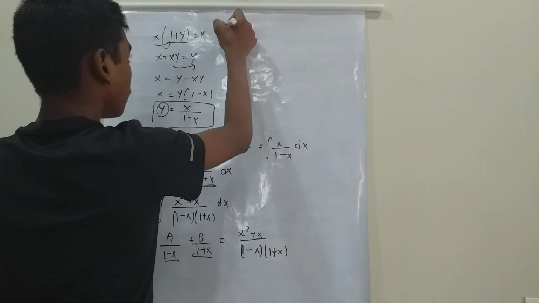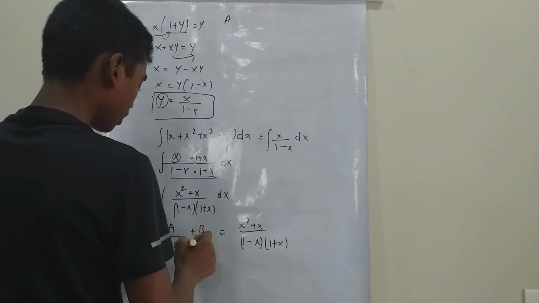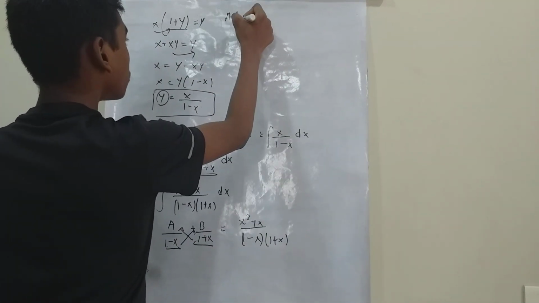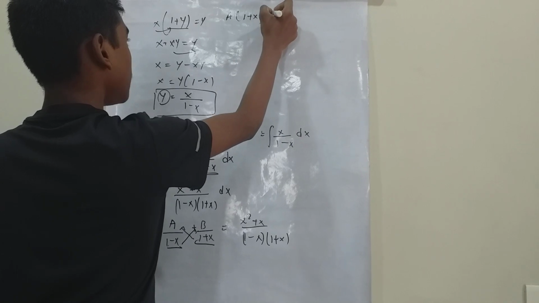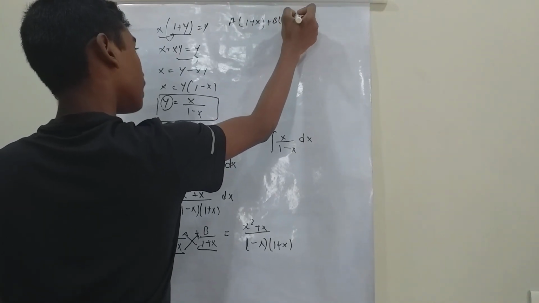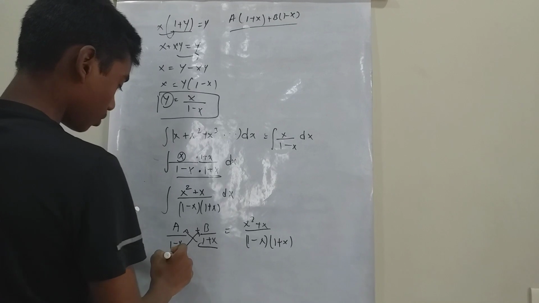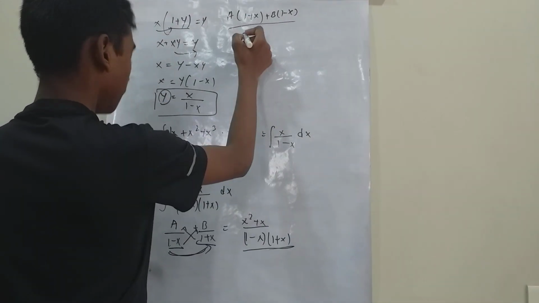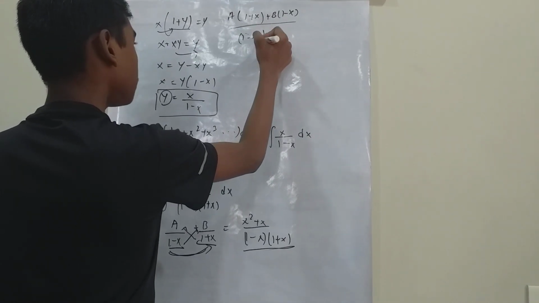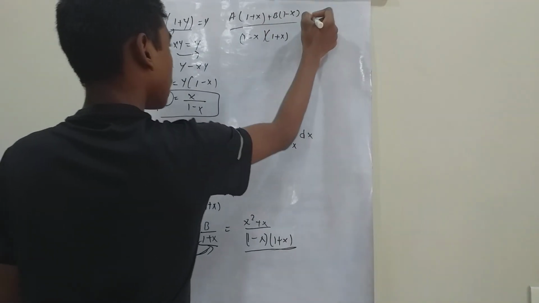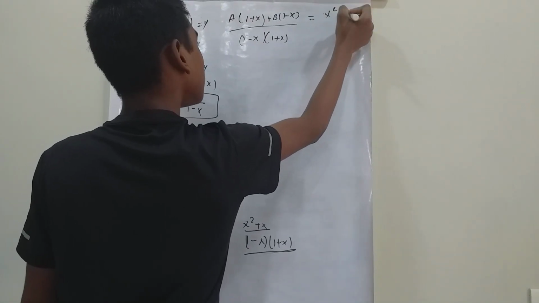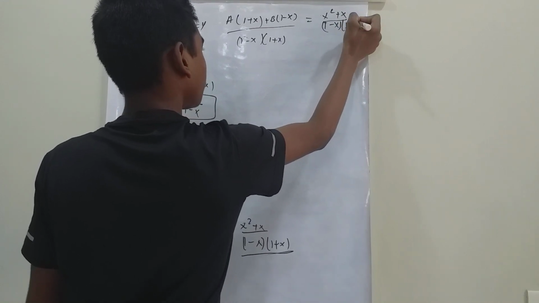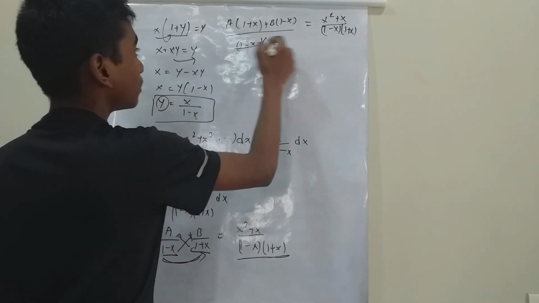So when I use the cross multiplication, this over that and that over this, I get a times (1 plus x) plus b times (1 minus x), divided by, so I've got to just multiply these two. These two are the same like this. So (1 minus x) times (1 plus x) equals x squared plus x divided by (1 minus x) times (1 plus x). So we've got to just cancel.